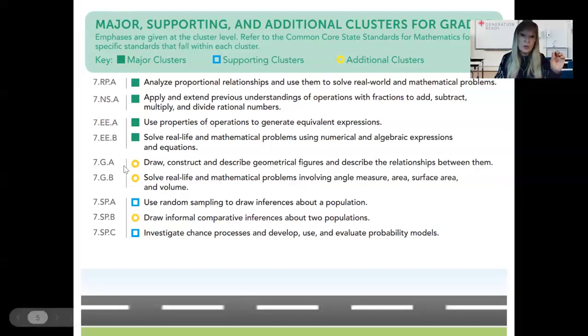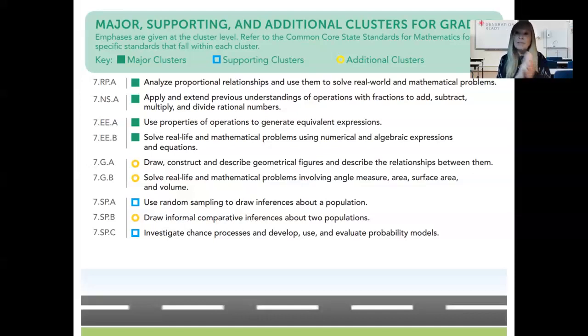So we're going to look at the yellow. The geometry unit is after testing, and you can also extend the stats after testing. Draw, construct geometric figures, describe relationships between them, solve real life and mathematical problems involving angles, angle measurement, surface area, volume. I see a lot of 7th grade classes before spending a lot of time on this. Don't do it before testing.